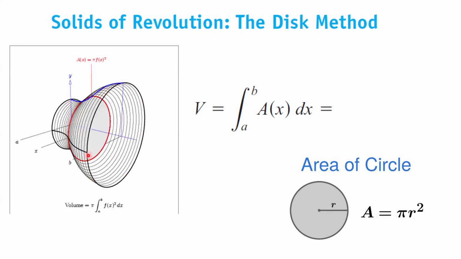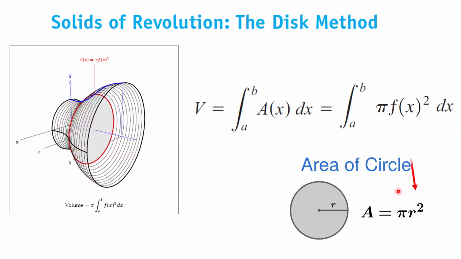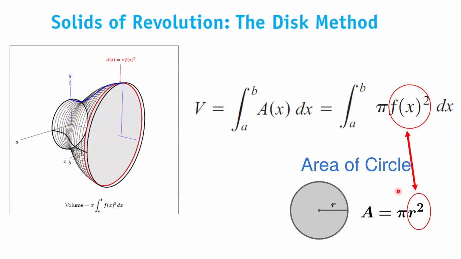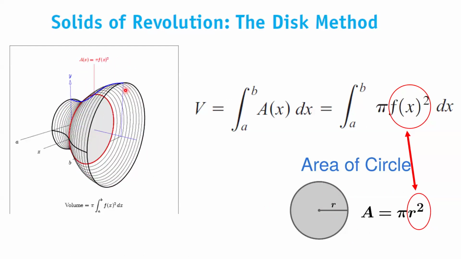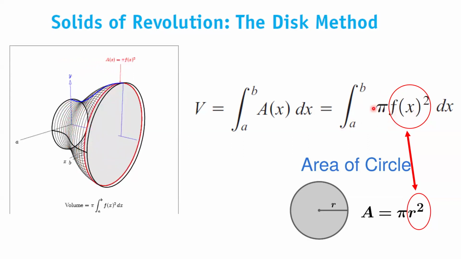So since the cross-section is basically a circle, it means that we're going to use the area of circle formula. In this case, it is going to be the definite integral of pi f of x to the second power dx. Please pay attention. r is f of x, and r squared is f of x to the second power. The radius depends on function f. So you're using f of x as radius r. Then we take the definite integral of pi r squared, or pi f of x to the second power.